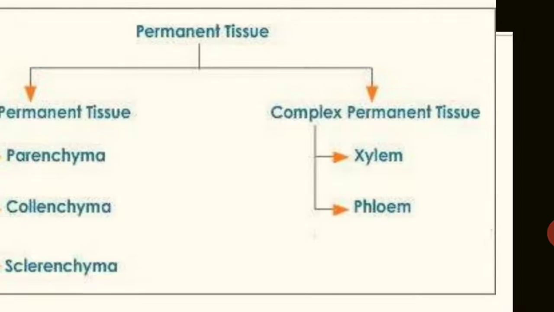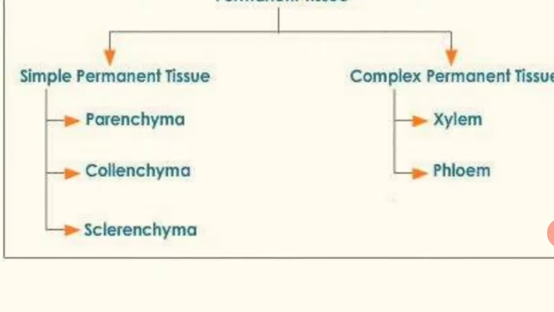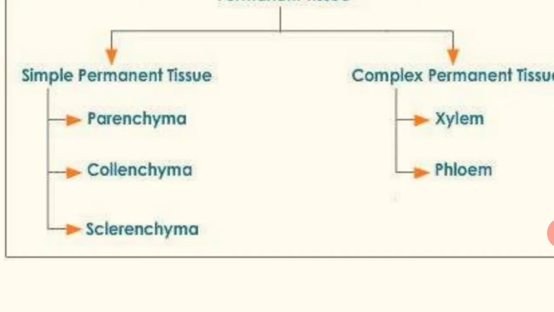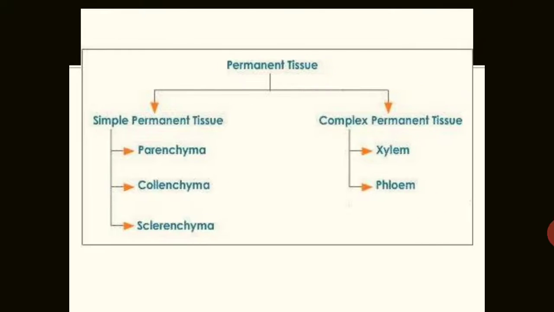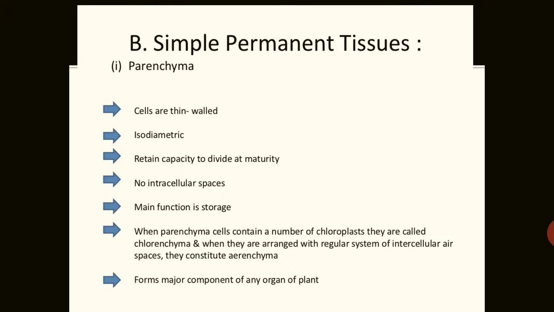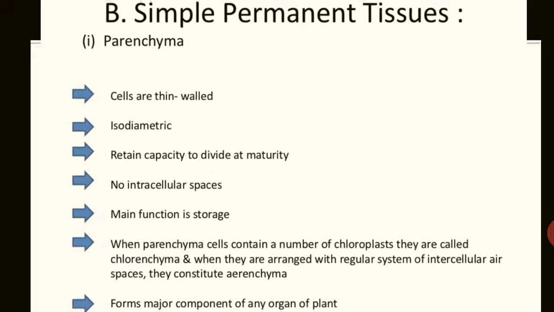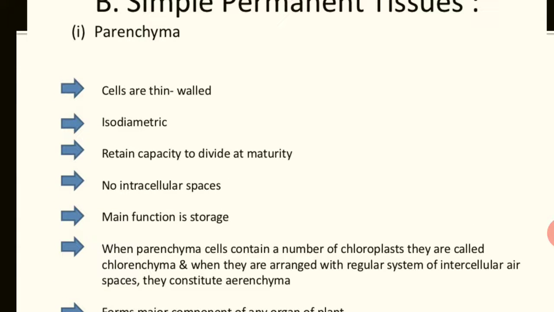So permanent tissues are of two types. Simple permanent tissues, that is the parenchyma, collenchyma, sclerenchyma, and in case of the complex permanent tissues, the two tissues, that is the xylem and phloem. In case of the simple permanent tissues, number one is the parenchyma. Parenchyma is a very, very important tissue.